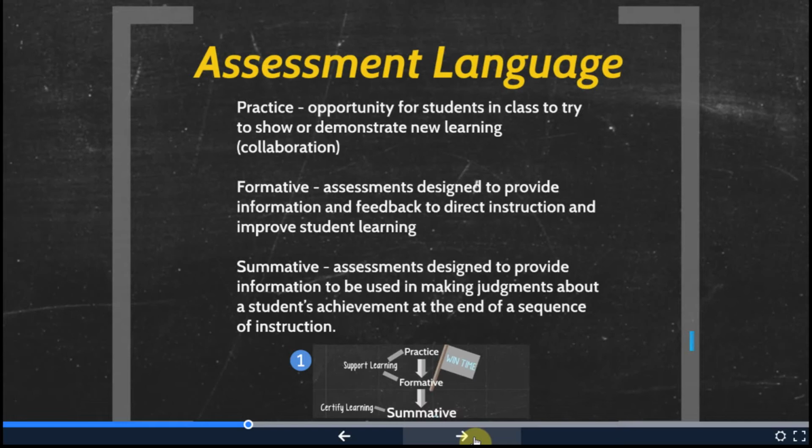It's supposed to help improve student learning, not so much that we're getting something in the grade book. And then summative assessment is designed to provide information to make a judgment on where that student learning is at that particular point in time in instruction. So this is measuring that learning and then putting that grade in the grade book, if that makes sense, so that we can communicate where that student learning is at.